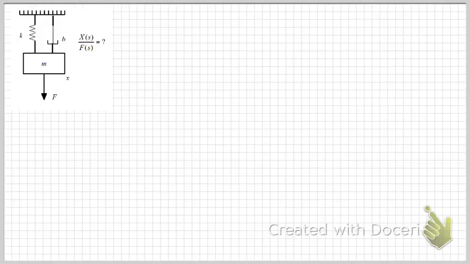So again, if you would like to do this from scratch, draw your free body diagram, find your ODE, now is a great time to pause the video, work on getting that transfer function here, and once you have that transfer function, start the video up again.